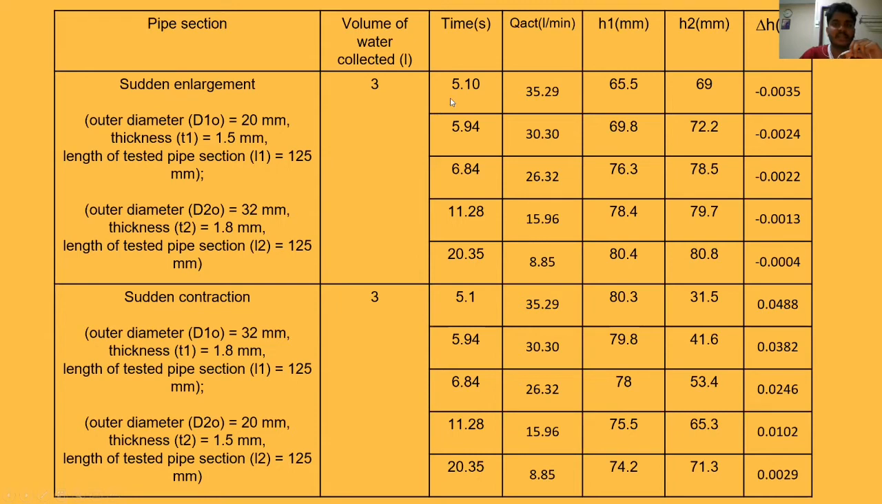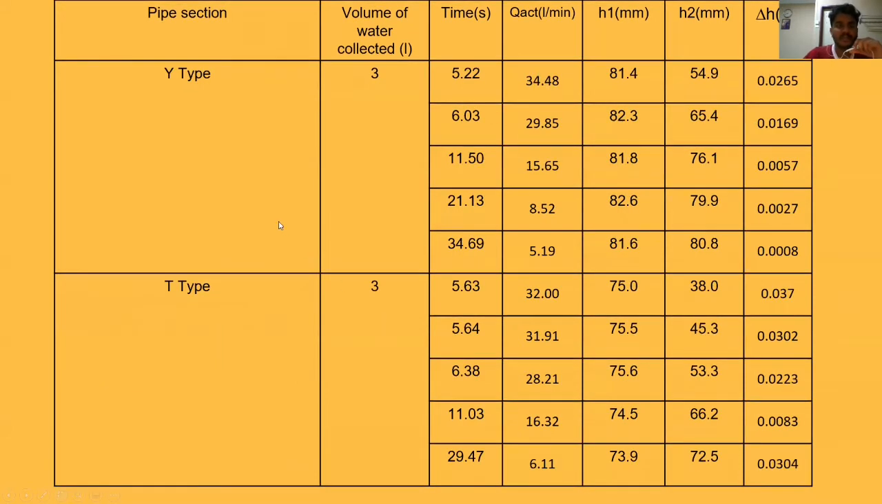For sudden enlargement, the Q is calculated by changing the time into minutes, and the volume is divided by the time in minutes to find the Q, which is the volume flow rate. For sudden contraction it is just the same. Then after these two experiments, we go to the Y type and T type. All the calculation will be the same.